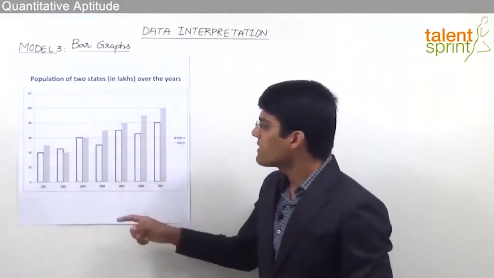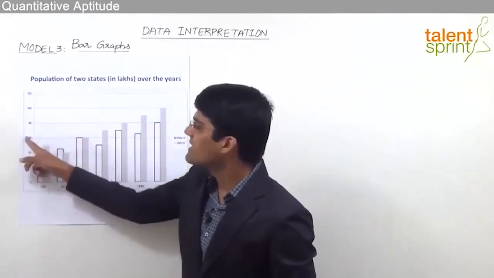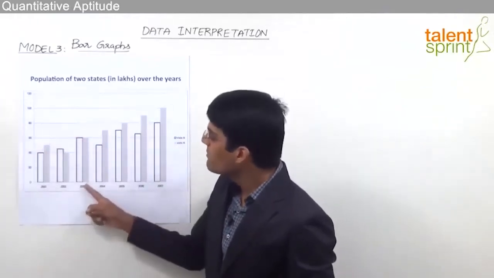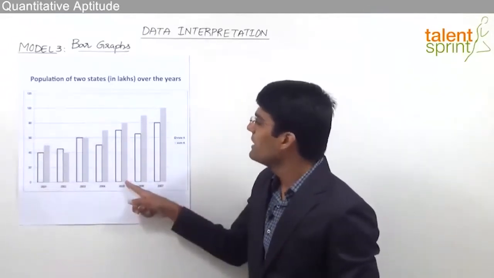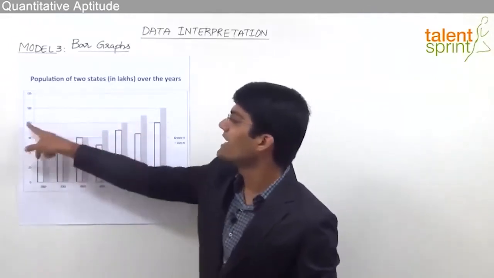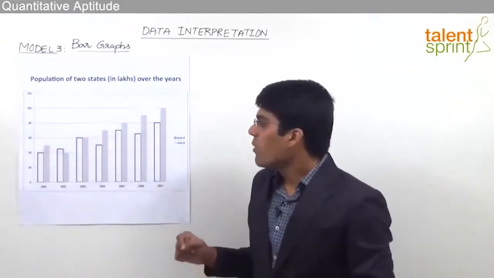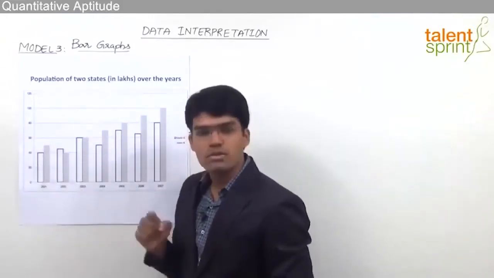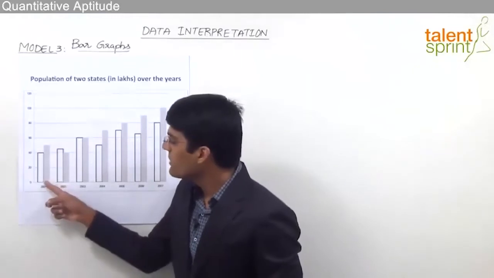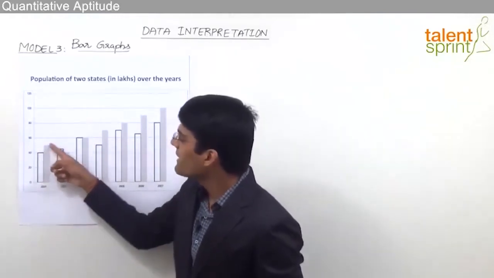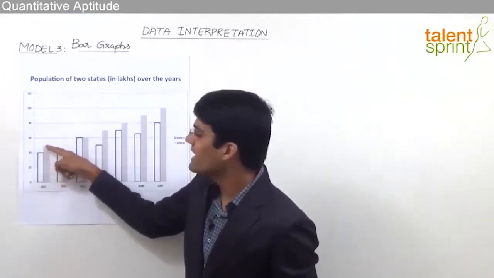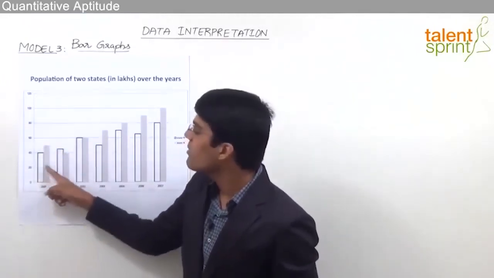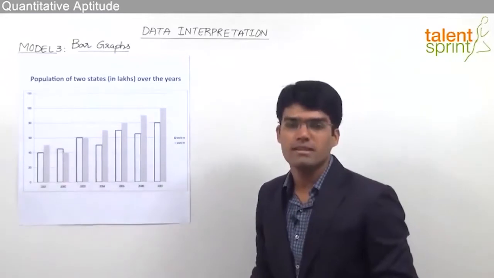Likewise, the population of state A in 2003 will be 60 lakhs. Or the population of state B in 2003 is also 60 lakhs. The population of state B in 2005 will be equal to 80 lakhs. What will be the population of state B in 2001? Now if we observe the population of state B in 2001, the bar here is exactly in the middle of 40 and 60. So it can be taken as 50 lakhs. So we can say the population of state B in 2001 is 50 lakhs.